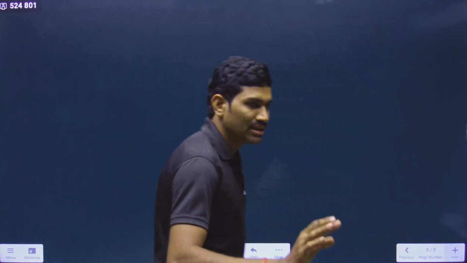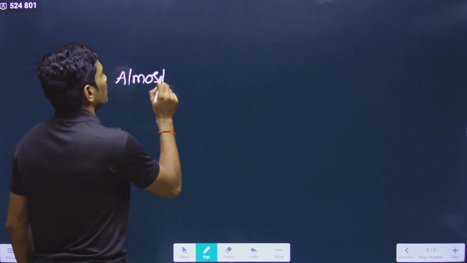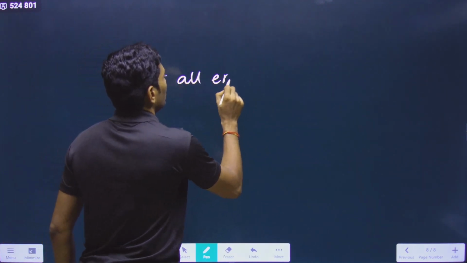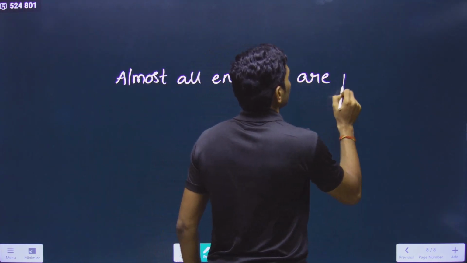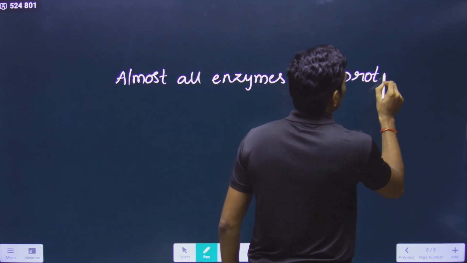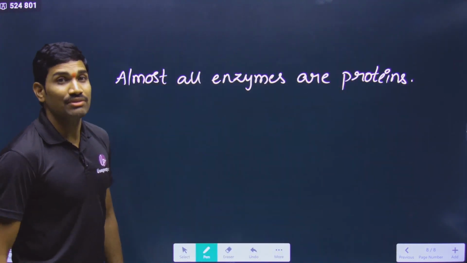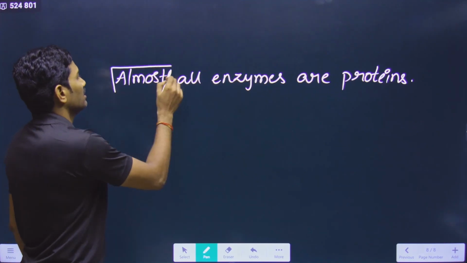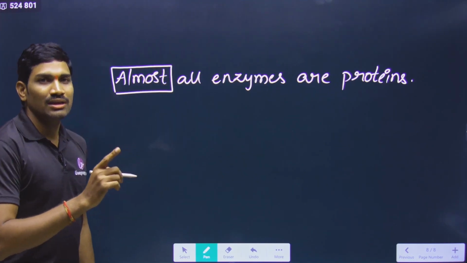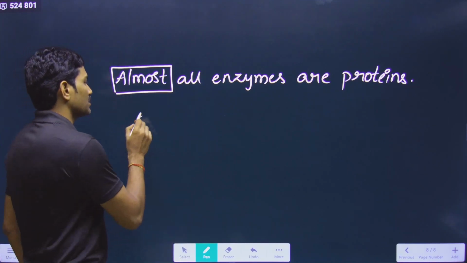In the next slide, I will write this particular one. Observe this carefully. Almost all enzymes are proteins. This is the sentence that was given in the biomolecules chapter of class 11th, right? Almost all enzymes are proteins. Observe this word carefully. They gave "almost all". They did not say all enzymes because it has an exception.